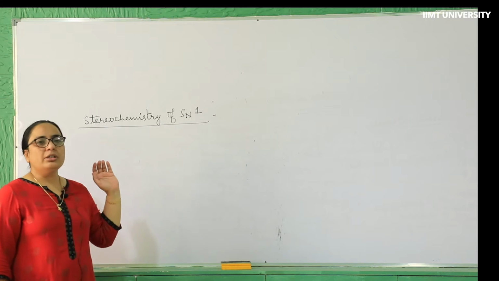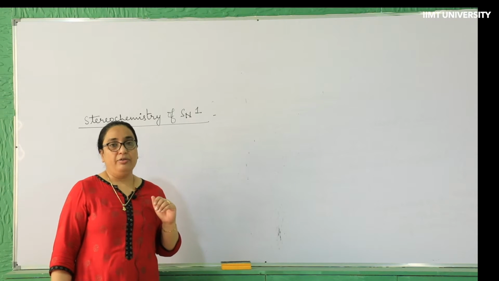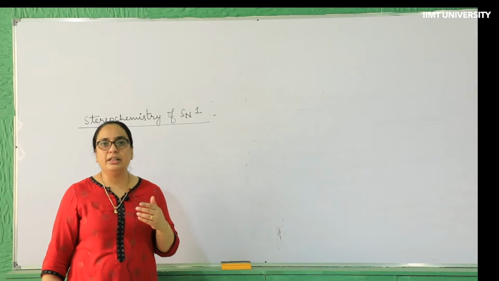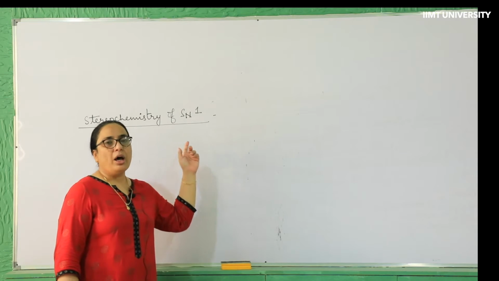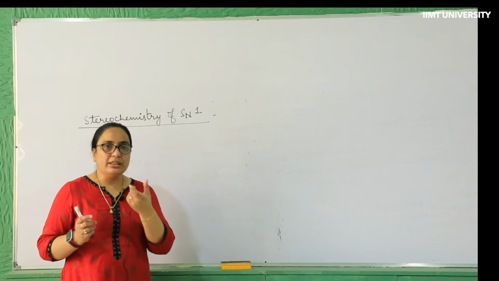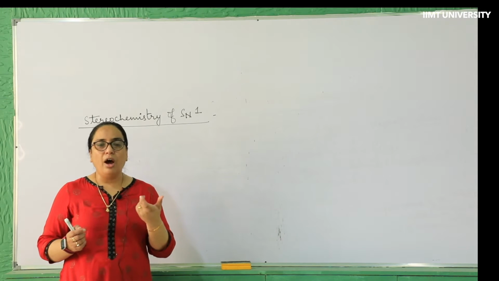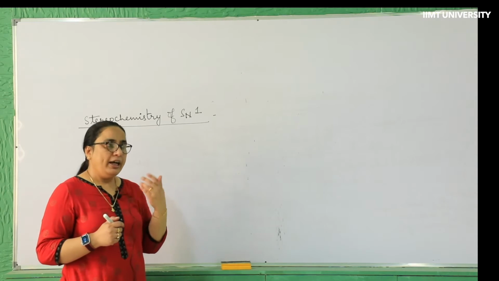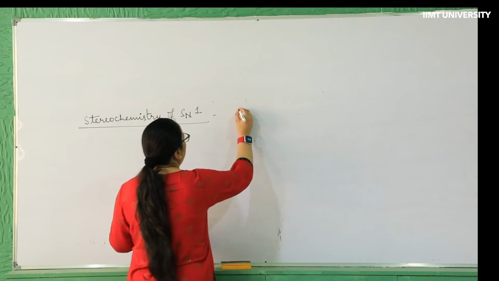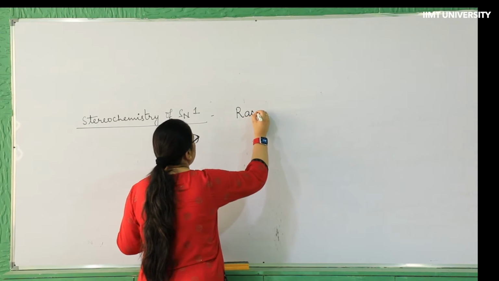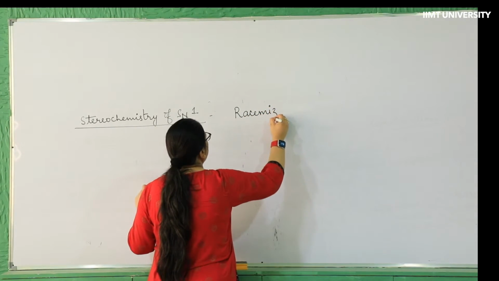Now if we talk about the stereochemistry of SN1 and we are asked to explain it in one step only, in a single word only, then how can we explain it? It can be explained by using the term racemization.